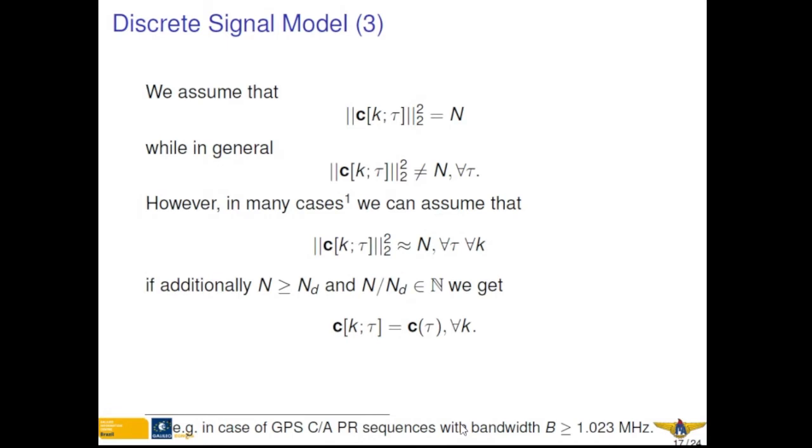We can see this as repeating blocks, and this makes our model more tractable. You don't need to select the sampling frequency like this, but for example, if we have 1023 chips and we choose a sampling frequency of 4 megahertz, or 4,000 samples per period, this will always be the same. We always have 4,000 samples per period, and we can then consider this PR sequence in our signal model as a block repeating vector.